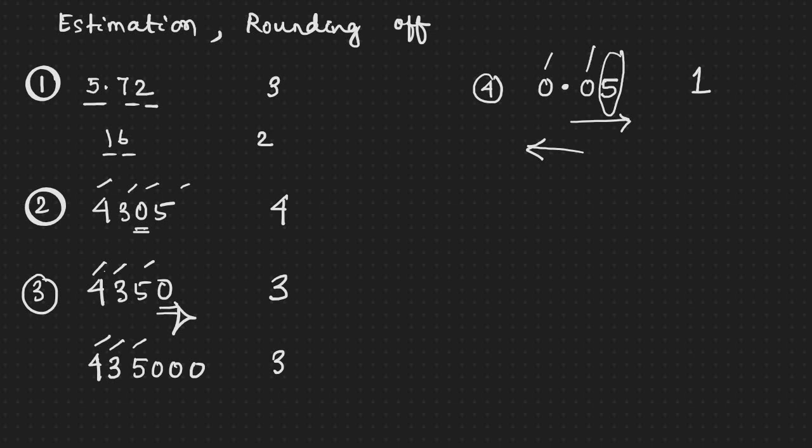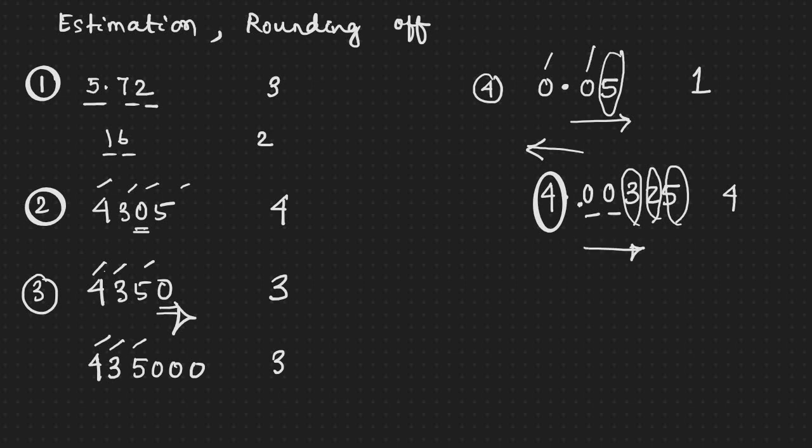Okay. Now let me give you another example. 4.00325. These two zeros are not important. So how many significant digits are there? 4, 3, 2 and 5. 4 significant digits. The zeros are not being counted because they are to the right of the decimal point.